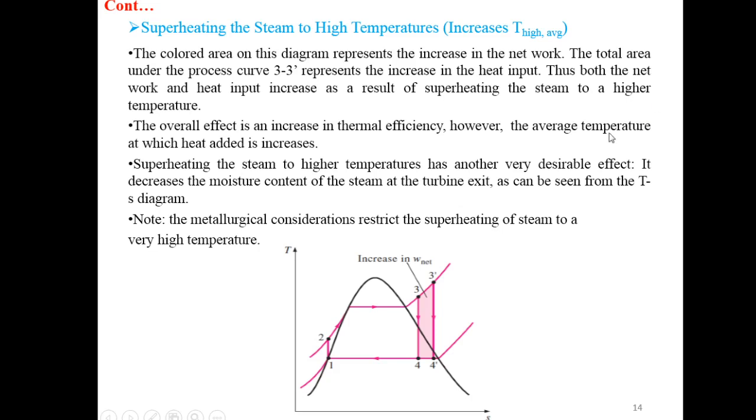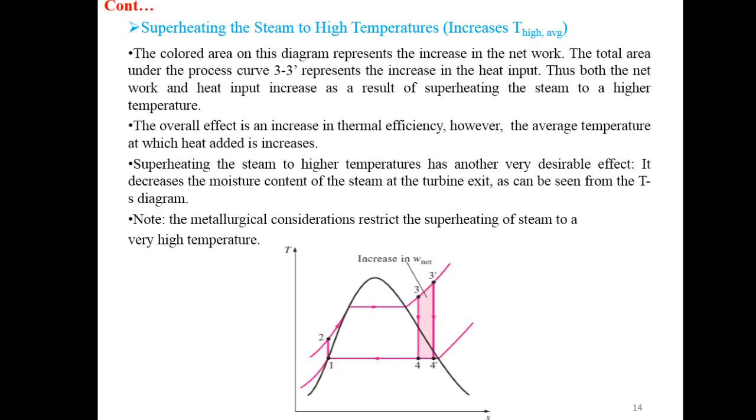to a higher temperature. So our heat supplied will also be increased, that is in the previous case it was from 2 to 3. Now in the new case it will be from 2 to 3 dash. So there is an increase in the heat input, but also there is an increase in the net work we are getting from the cycle.